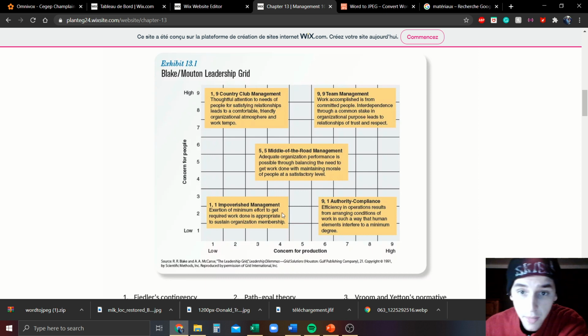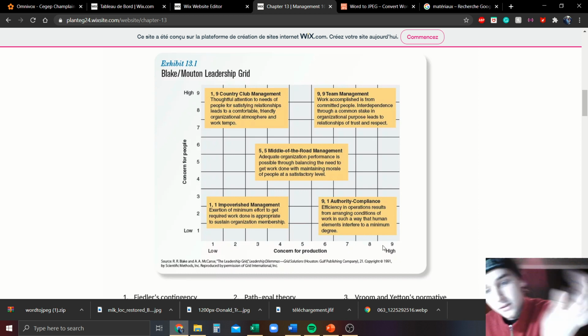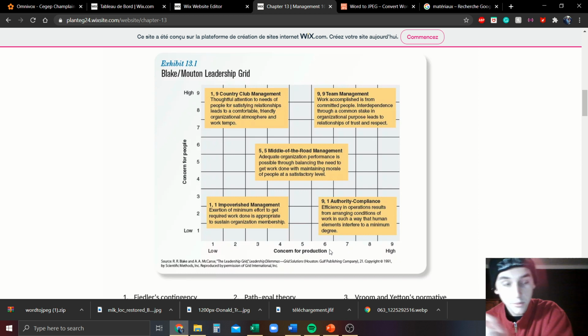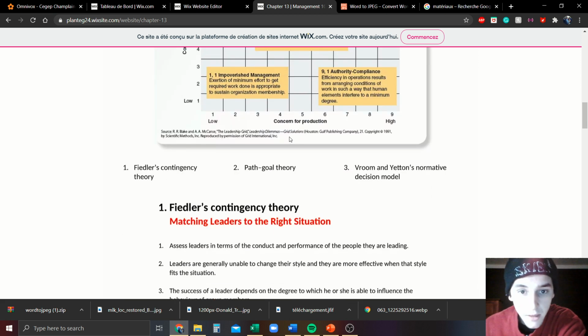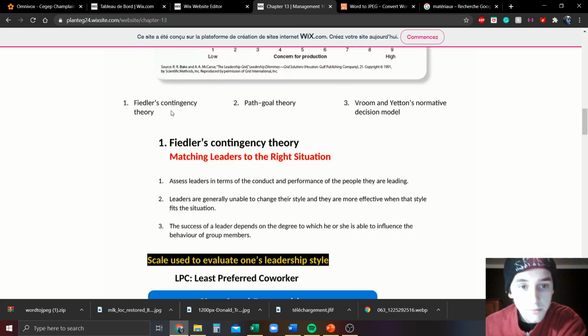It is just a grid that says that for leaders concerned for production, the higher they are on the grid, the higher their concern for production, and the higher they are vertically, the higher their concern for the people. There's a way just to evaluate people. Fiedler's contingency theory, path-goal theory, and Vroom and Yetton's normative decision model I will talk about right here.